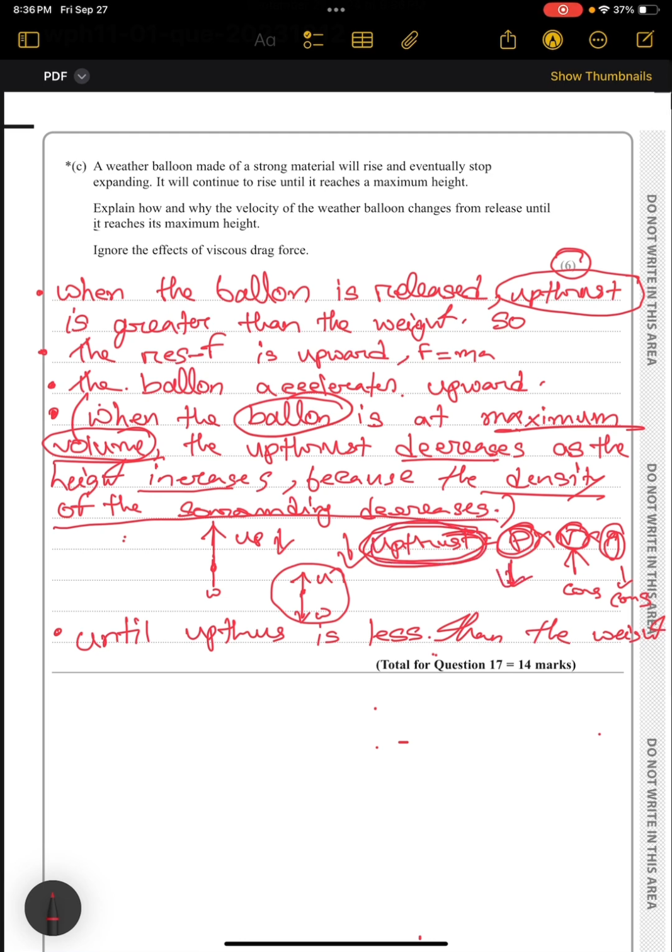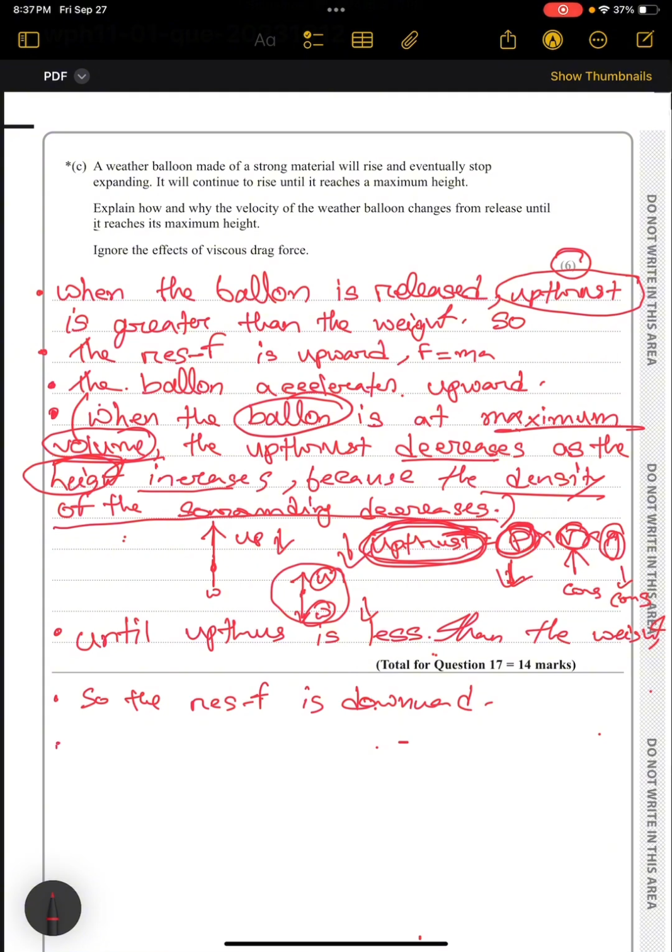So the upthrust will start to decrease, and as the height increases, the upthrust will decrease. So the upthrust will be smaller than the weight. So the resultant force now is downward. The resultant force is downward because the weight is greater than the upthrust, and the upthrust has decreased because of the decrease of the density, and the density decreases because at maximum height the density of the surrounding decreases.